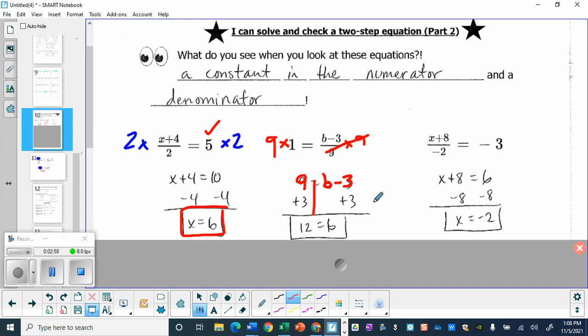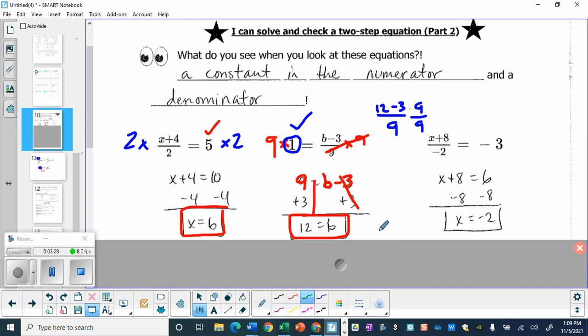My variable is over here, and since I see a negative constant, I'm going to add the 3 to both sides, and this cancels out, and 9 plus 3 is 12. So I just solved for b. b is 12. Now to check, up here, we would do a 12 minus 3 in the numerator, and then we're going to divide that by a 9. Well, 12 minus 3 is 9, and 9 divided by 9 is 1. So we know we're good.